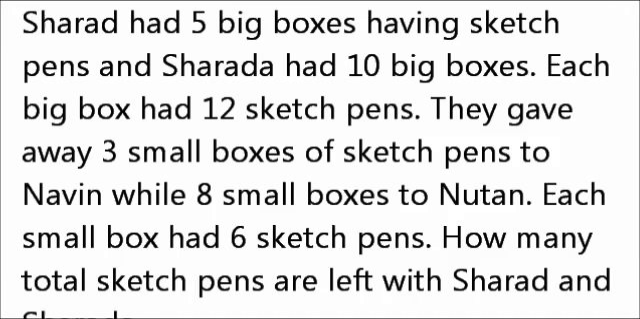Sharad had 5 big boxes having sketch pens and Sharda had 10 big boxes. Each big box had 12 sketch pens. Now they distributed these sketch pens in small boxes. They gave away 3 boxes to Naveen and 8 boxes to Nutan. Now each small box had 5 sketch pens. So how many total sketch pens are left with Sharad and Sharda?